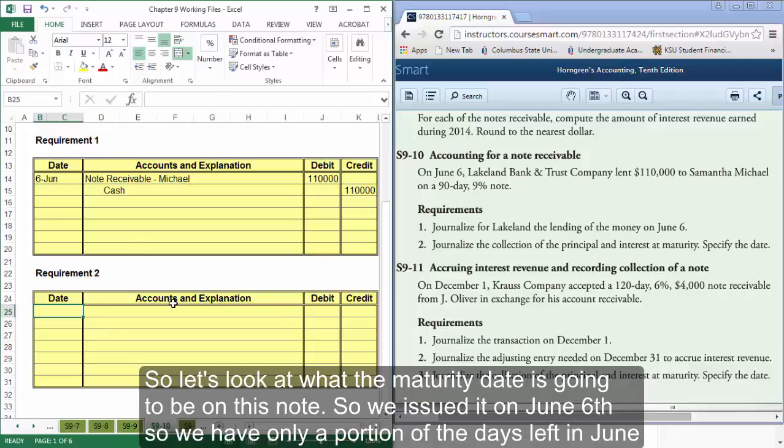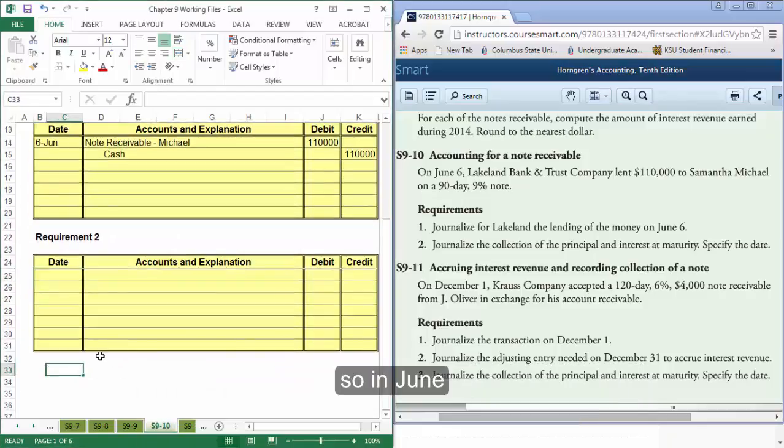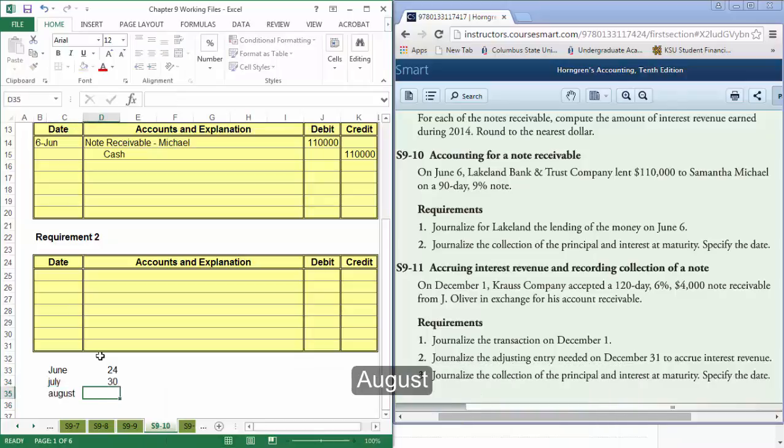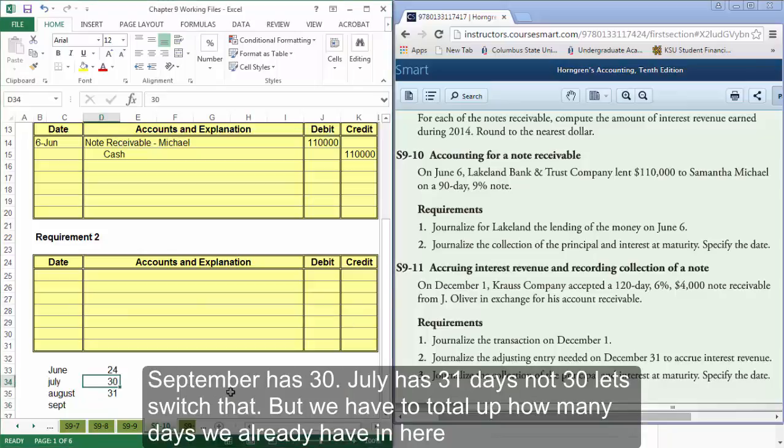So we have only a portion of the days left in June. June has 30 days, and it didn't start until after June 6th, so we had 24 days in June. July would be 31 days, August 31 days, and September has 30. July has 31 days, not 30. Let's switch that.